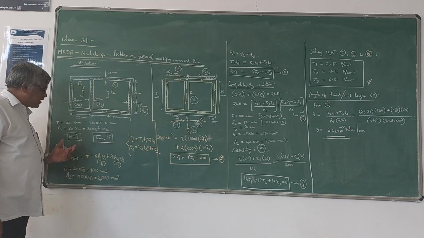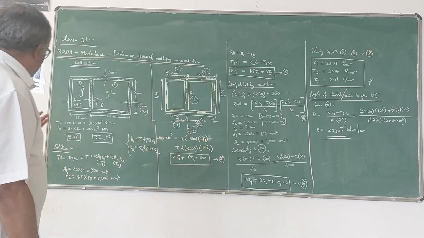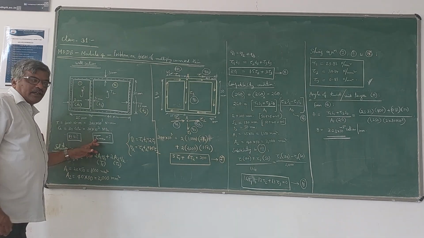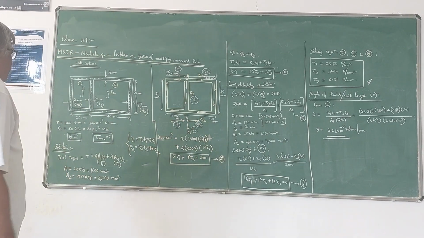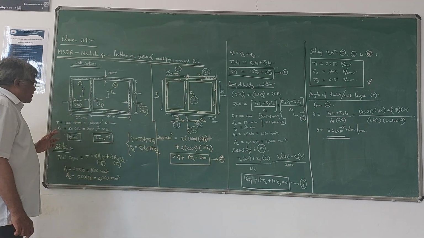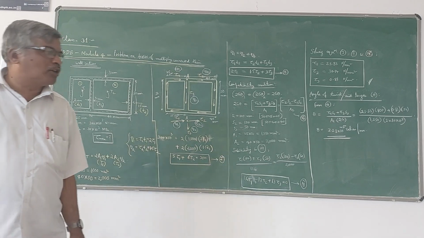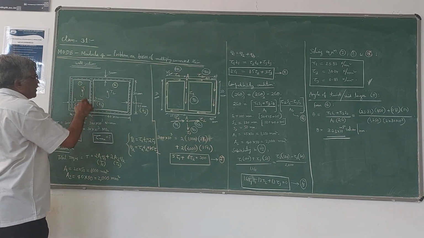Now he has asked what is the angle of twist per unit length, or per millimeter, of this section, and what is the maximum shear stress that is going to develop in this section. Of course, he has given the torque value here. One thing we have to keep in mind is that there are two cells here. These two are called cells. This is one cell, this is another cell.